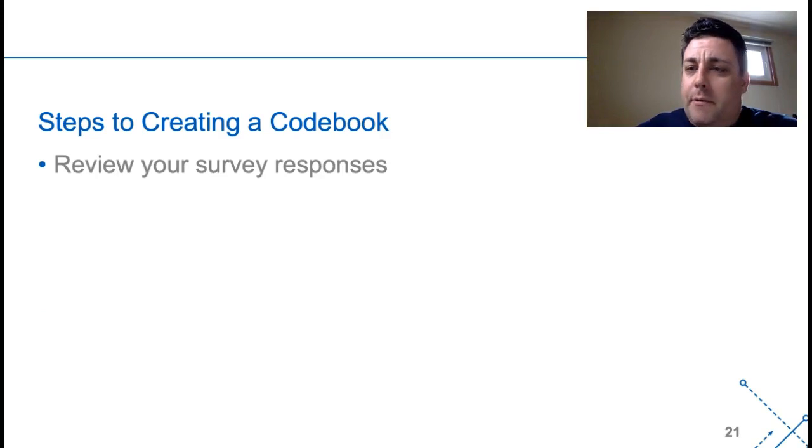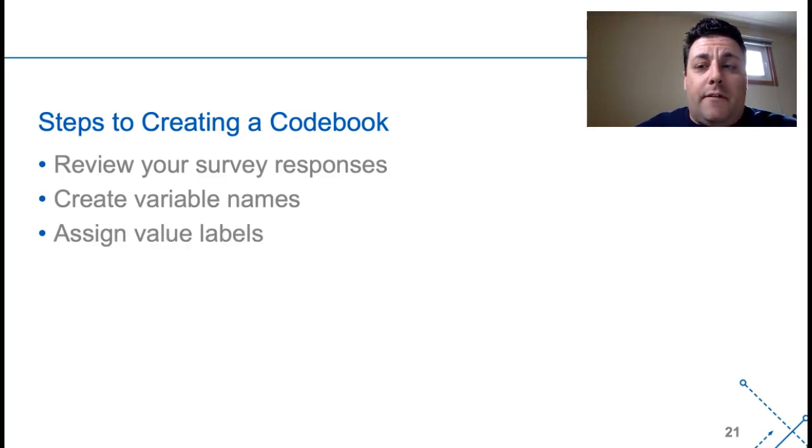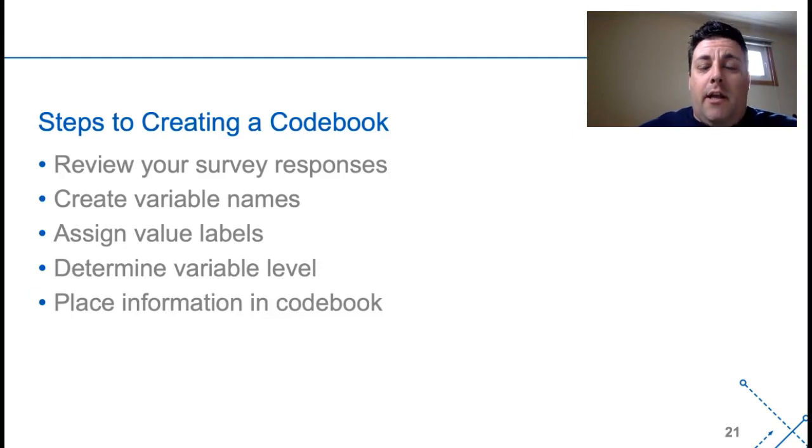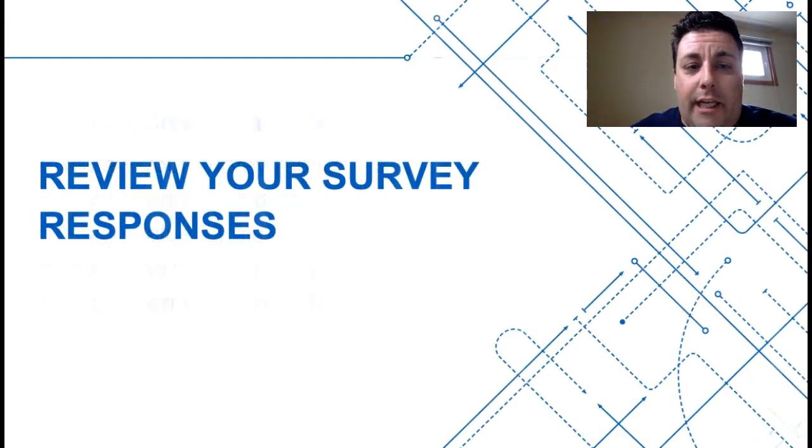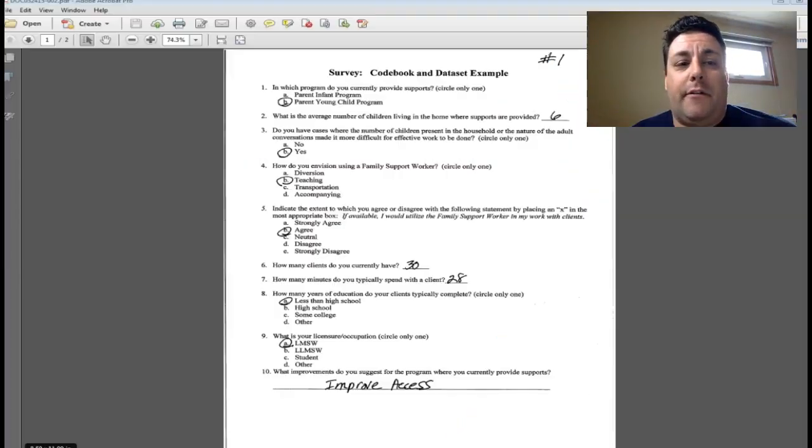So this is typically the process that we go through. We review the survey responses, we create variable names, we assign value labels, we determine the variable level, and then we put all of that information in a codebook. So let's look at the survey responses first.